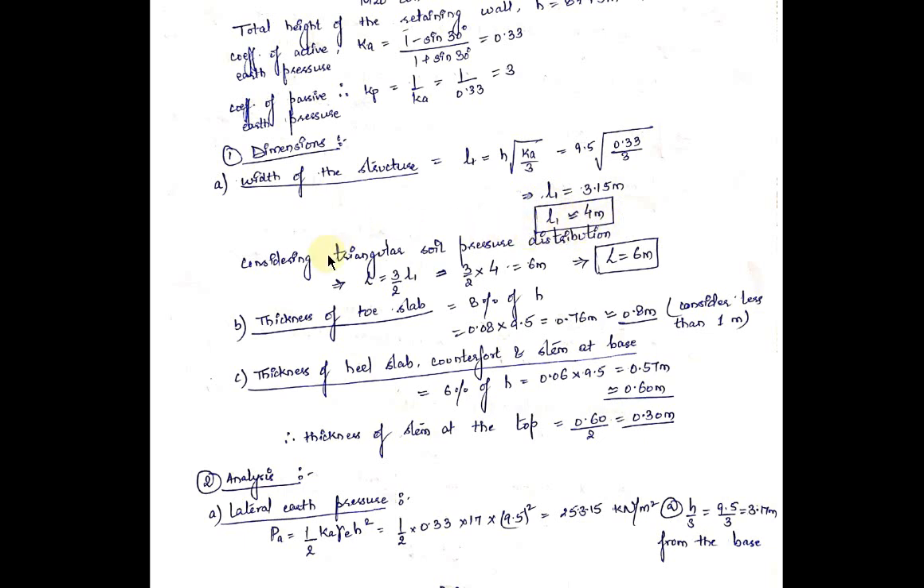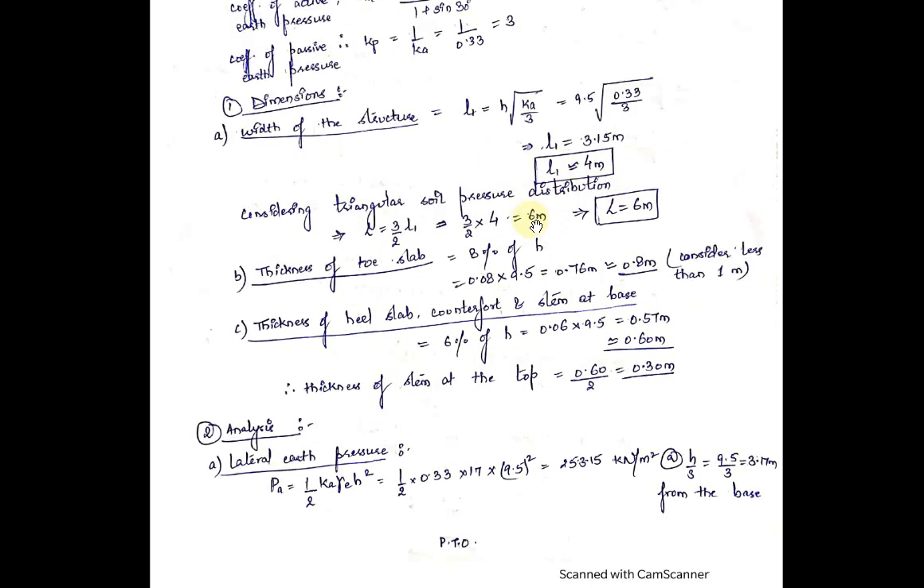Now, as we did in the cantilever retaining wall, same process. Now we will consider triangular soil pressure below the base slab. It's the same thing that we did in cantilever retaining wall. By considering triangular soil pressure distribution, we can calculate the value of capital L, which is 3 by 2 of L1. So 3 by 2 of 4 will come out to be 6 meters. Therefore, the total width of the base slab will be 6 meters. Capital L will be 6 meters.